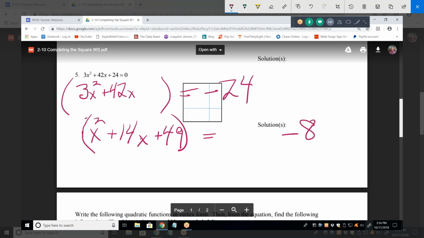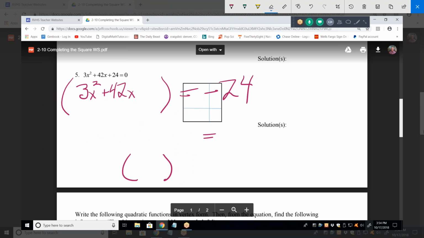Okay, now how do I rewrite this trinomial? But I'm kind of a little bit confused. Didn't we add 49 to both sides? Because when it was minus 24. Right. Absolutely right. I did screw it up. Yeah. Hold on a second. All right, let's go back here.